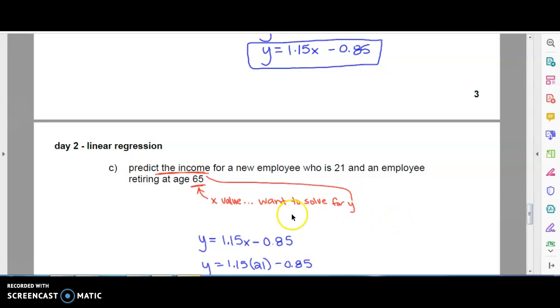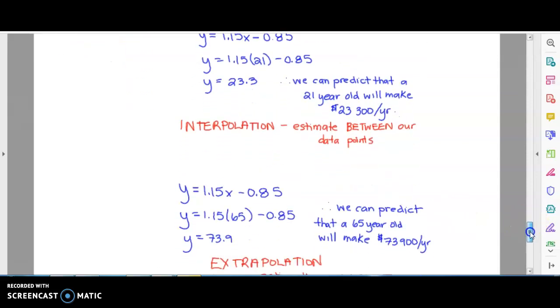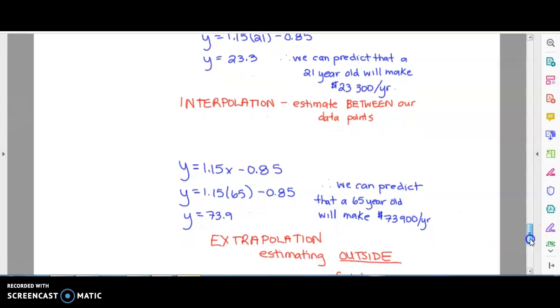So 21, the age, is our independent or our x value, right? So all we do is simply plug 21 into the equation of our line of best fit, and it tells us that we can predict then an employee at 21 years old will make $23,300 a year. Same thing for the 65-year-old employee. We plug in 65 there for x, and we can predict that a 65-year-old will make $73,900 per year.